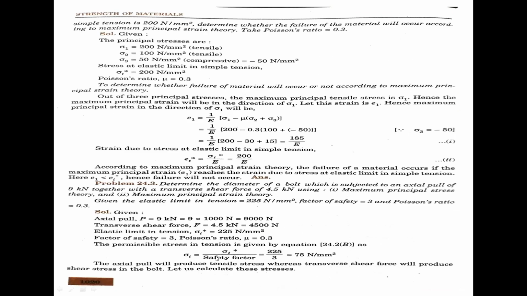The axial pull will produce tensile stress, whereas the transverse shear force will produce shear stress in the bolt. Okay, let us calculate these stresses. Let d equal the diameter of the bolt in mm. Now tensile stress sigma equal to load by area, the standard formula. With area pi by 4 d square, P divided by pi by 4 d square equals 4P by pi d square.